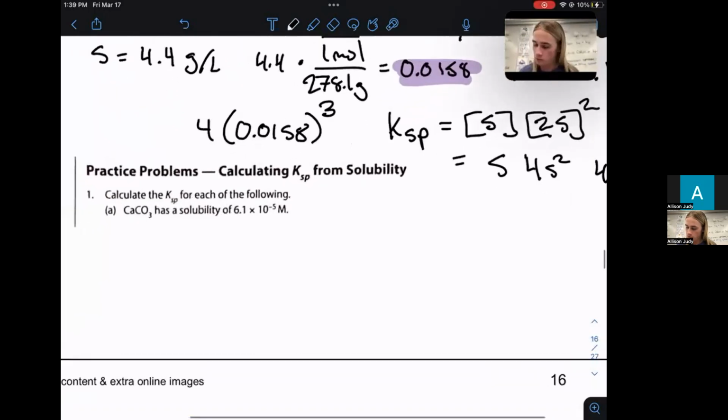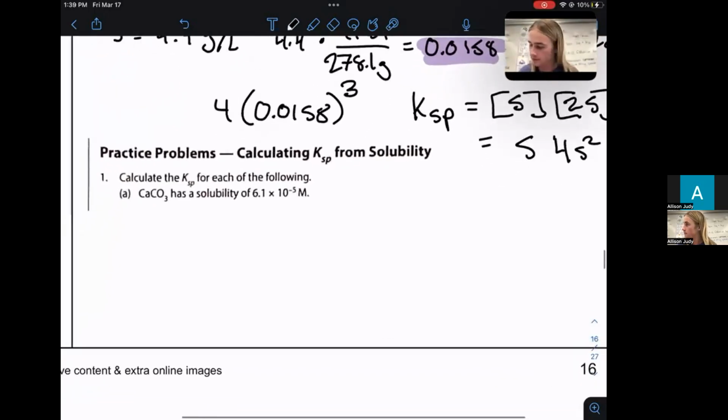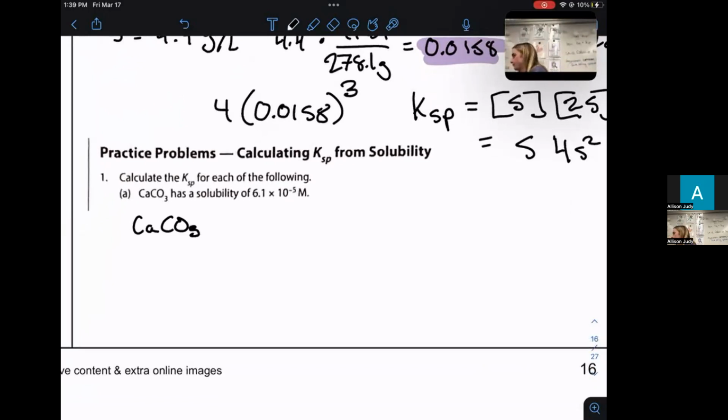Okay, let's do one more together, and hopefully this one will make sense. Calcium carbonate. To calculate Ksp, don't you just multiply the molar solubility by each other? Hang on, can you guys be quiet for a second so I can listen to the question? To find Ksp, you said that you multiply the molar solubility by each other and to the power of each of their coefficients, right?